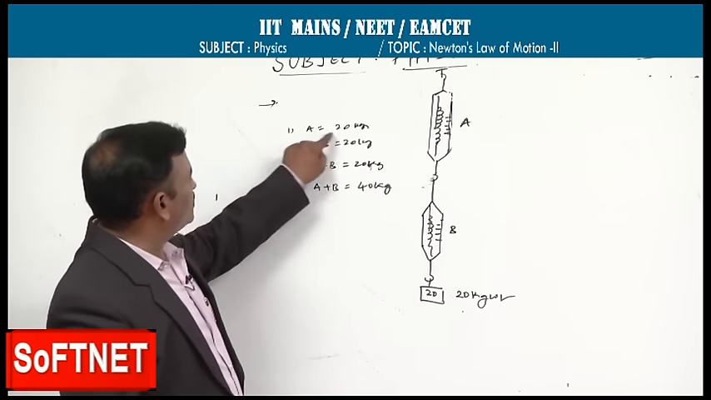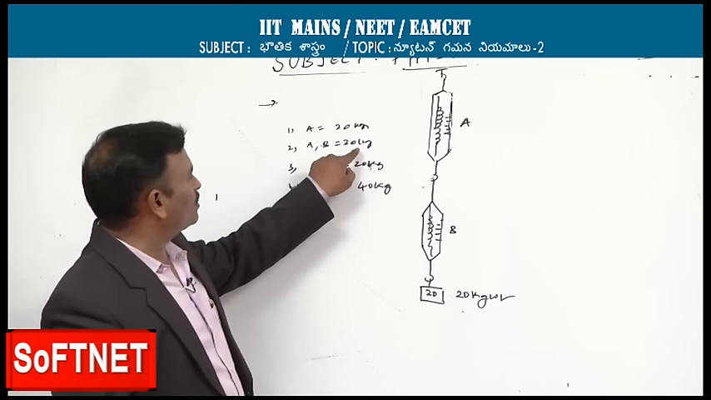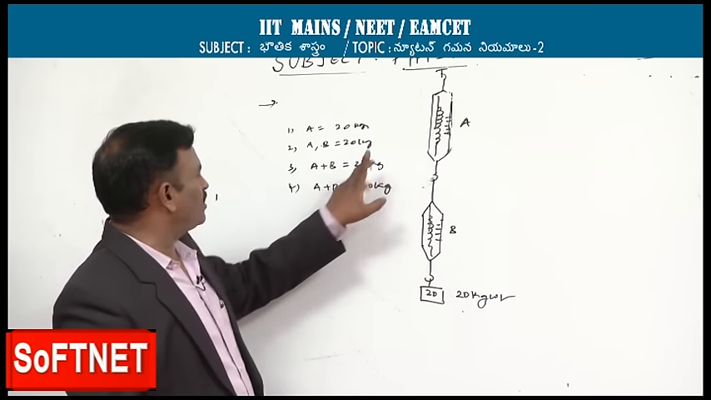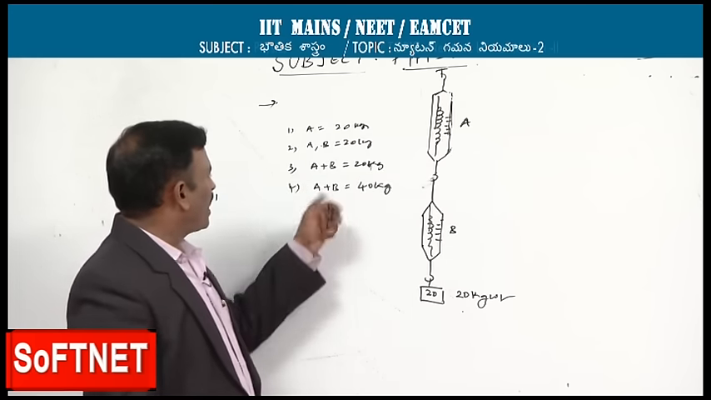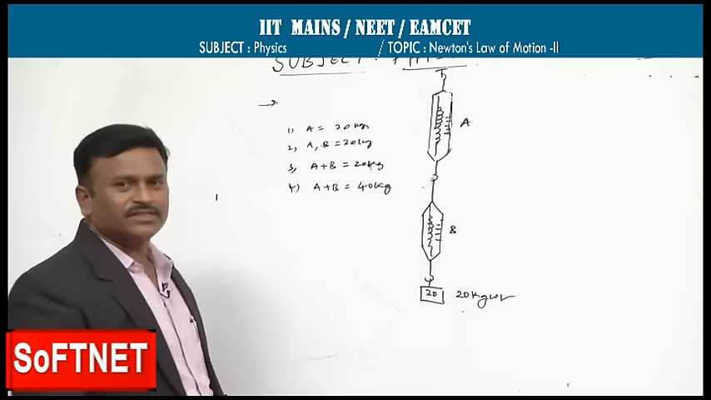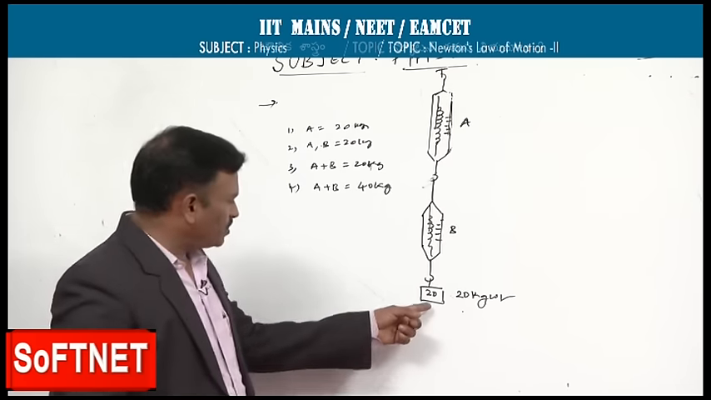The options: A is showing 20 kg; A and B are both showing 20 kg individually; A plus B together are showing 20 kg; and A plus B are showing 40 kg. So which option is correct? That is the question. Basically we have to see how much weight is the answer.